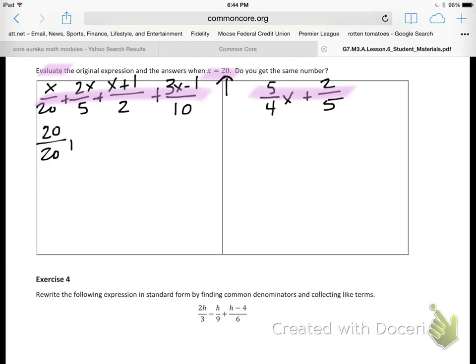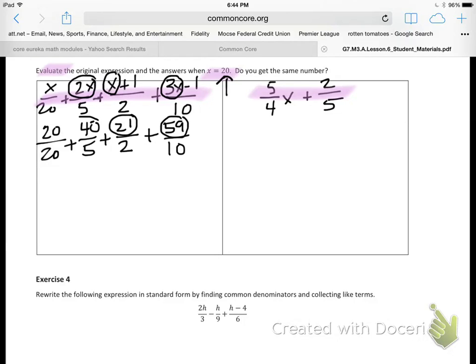20 over 20 plus, that's 40 over 5 plus 21 over 2 plus, what's that, 59 over 10. And you see how I did that. If I plugged in 20 for x right up here, 3 times 20 is 60, minus 1 is 59. Over here we have x is 20, so 20 plus 1 is 21. And then here 2 times 20 is 40. And then 20, of course, right there.